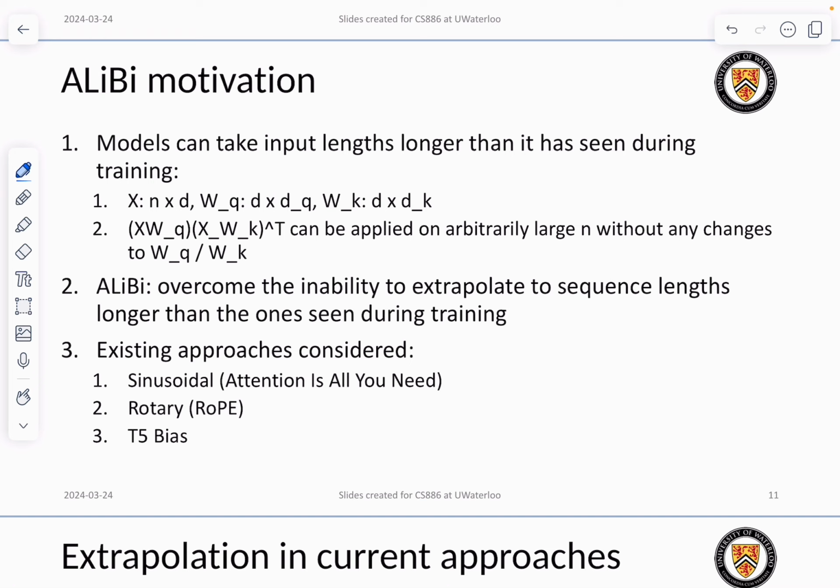So again, if you recall, what the Transformer does is basically multiply this X, which is your embeddings that came from words. Suppose there are n words, and suppose the dimension of each of them is d. When you project it to matrix Q, it multiplies X with the matrix W_Q, which is of dimension d times d_q.